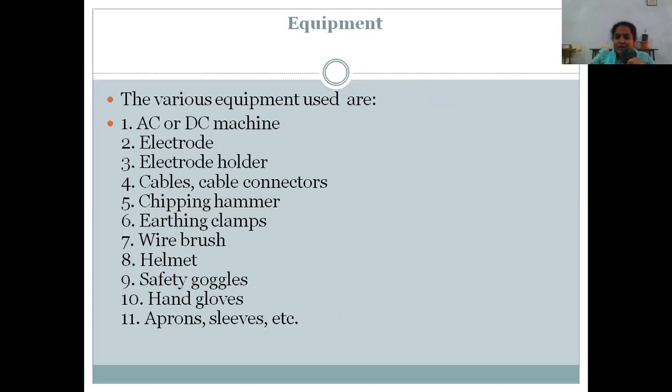So what are the various equipments used in arc welding? AC or DC machine, electrode holder, cables, cable connectors, chipping hammers, earthing clamps, wire brush, helmet, safety goggles, hand gloves, aprons, and sleeves.